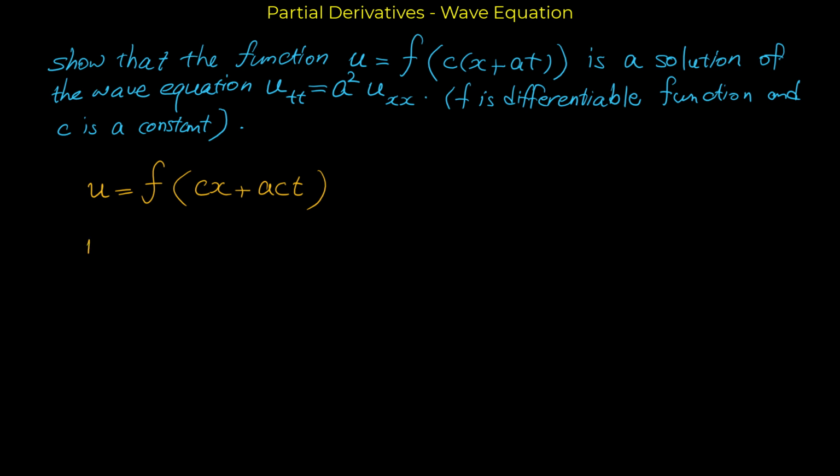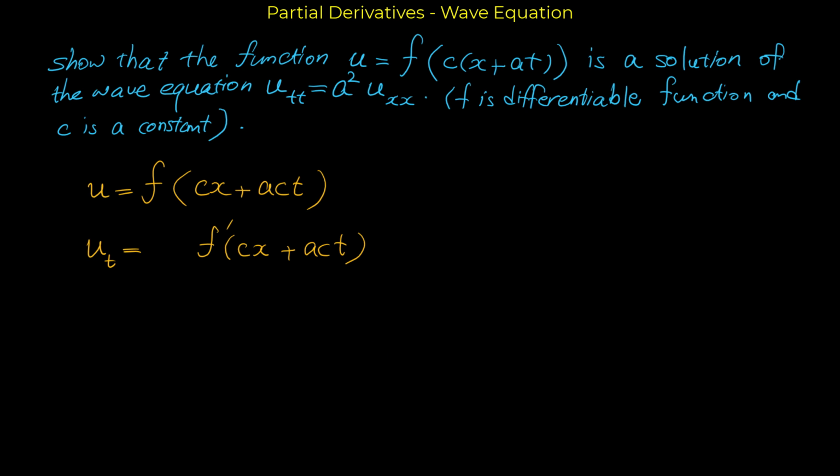Let's start. What is the partial derivative of u with respect to t? Here the function f is unknown. It can be sine, it can be cosine, it can be a square root. So we have f of an expression, and for finding this derivative, we have to use the chain rule. Derivative of f would be f prime, so f prime of cx plus act. Attention, derivative of f is f prime. f is a general function.